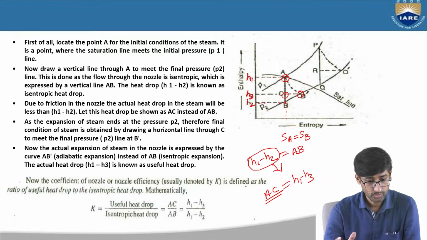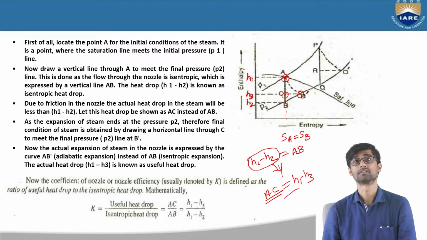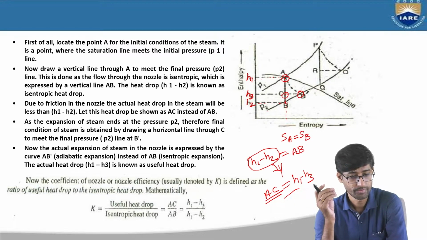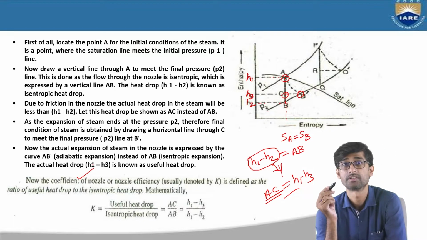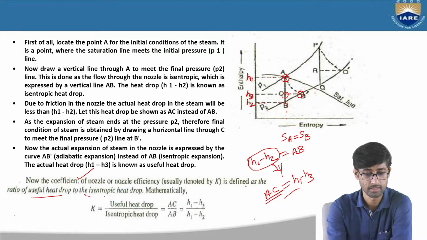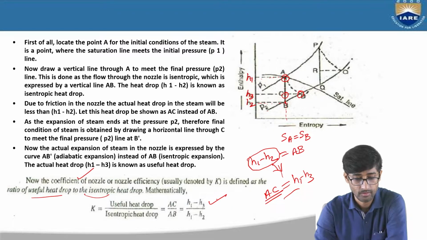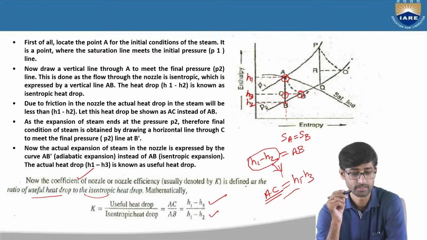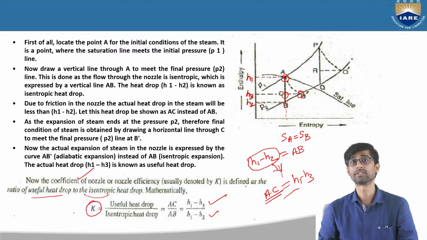Now, the ratio of this actual heat drop to the isentropic heat drop will give the nozzle efficiency. This is how to calculate the nozzle efficiency. The coefficient of nozzle, or nozzle efficiency, is defined as the ratio of actual heat drop or useful heat drop to the isentropic heat drop. Written mathematically, the actual heat drop is H1 minus H3 and the isentropic heat drop is H1 minus H2. This gives the nozzle efficiency, denoted by the symbol capital K.